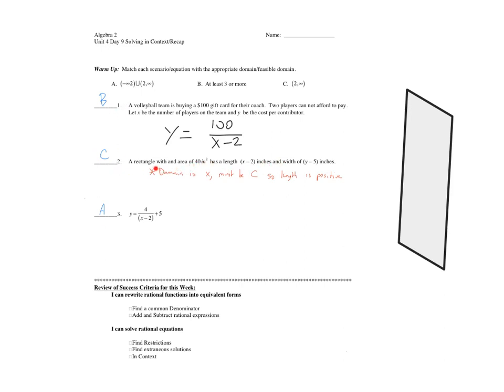If we think about this, it's a little bit of problem solving here. How can we figure out the dimensions? Well, we're going to have X minus 2 times Y minus 5 equals 40. We're just going to solve that for Y.